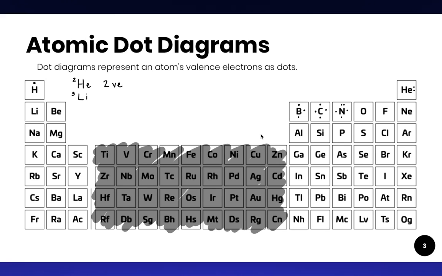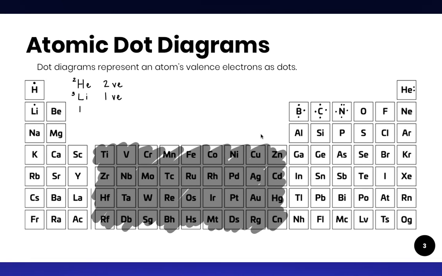with 3 electrons. How many valence electrons, and what does the dot diagram look like? You should have found that there is 1 valence electron, and the dot diagram looks like this.